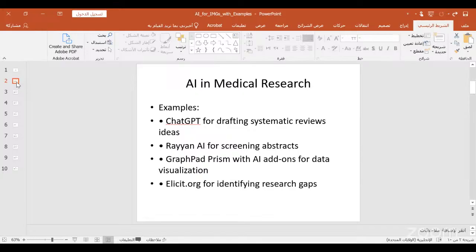So this will be the first stage, the title and abstract screening. And after that, if there's a conflict between the two reviewers, let's say for the first article, one of them decided to include it and the other reviewer decided to exclude it.